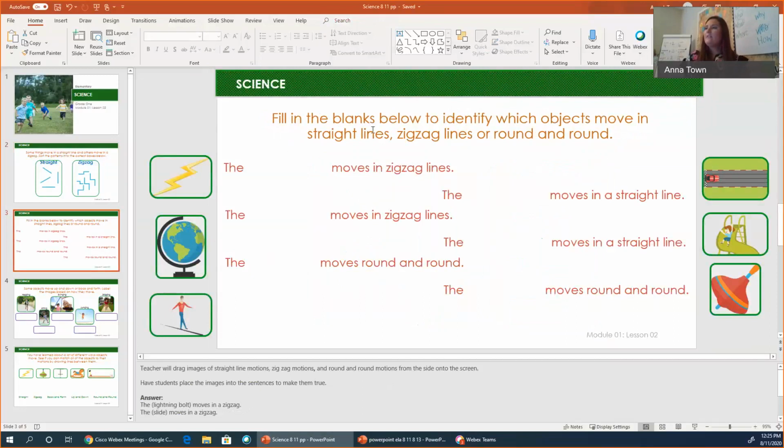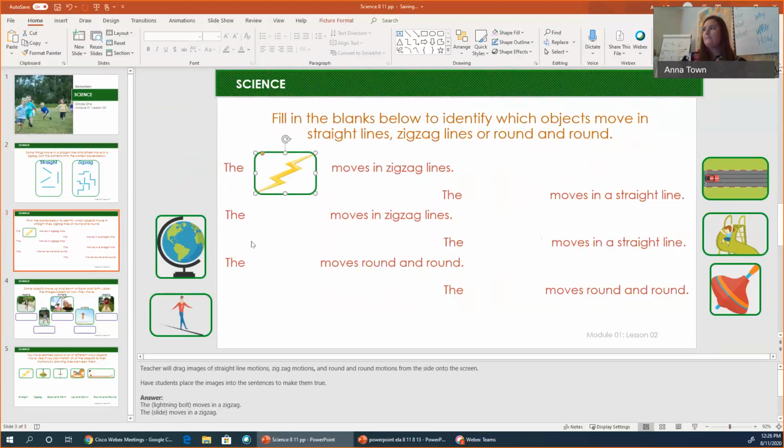Okay, I'm going to move on to here. So we are going to fill in the blanks to identify which objects move in straight lines, zigzag lines, and round and round. So round and round, it goes like this. Think of a pinwheel. It goes around and around. So I'm going to start with this lightning bolt. Excuse me, I'm going to read the sentences. I made a mistake. The blank moves in zigzag lines. For this, we would say the lightning bolt moves in zigzag lines. You can see it changes direction.